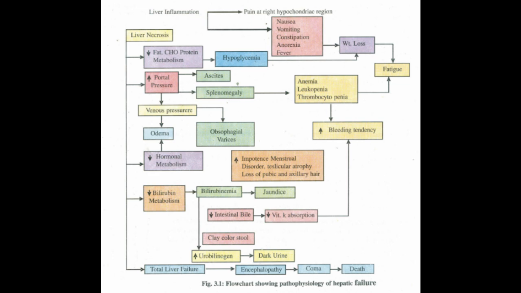Fig. 3.1: Flowchart showing pathophysiology of hepatic failure. 3.2.4 Clinical manifestations. The clinical manifestations are given in the following table. Subjective findings: headache, dizziness, nightmares, jaundice, vomiting.